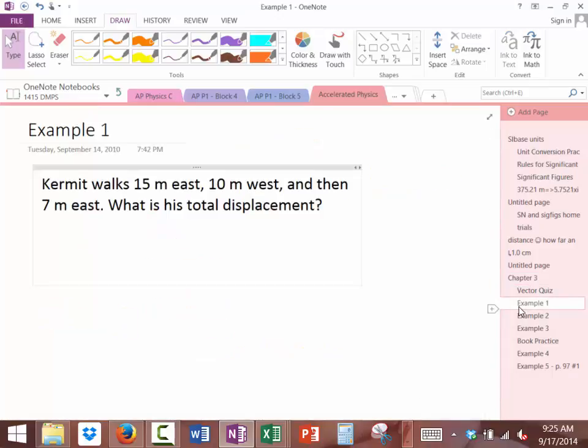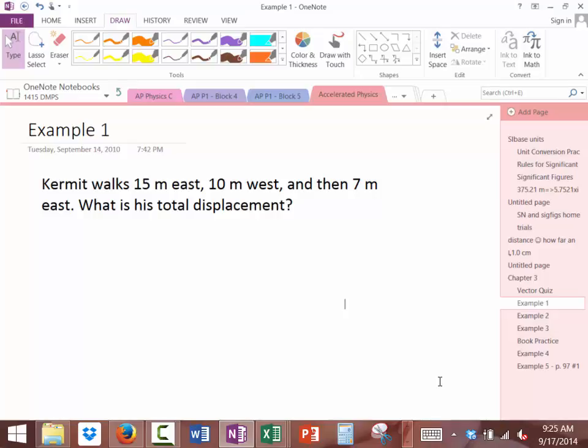So here we go. Example 1. Kermit walks 15 meters east, 10 meters west, and then 7 meters east. What is his total displacement? Now, you may be able to do that and tell me, I know it. That's great. Good for you. I'm so proud. Once you draw a picture of his path. Okay? Use vectors.